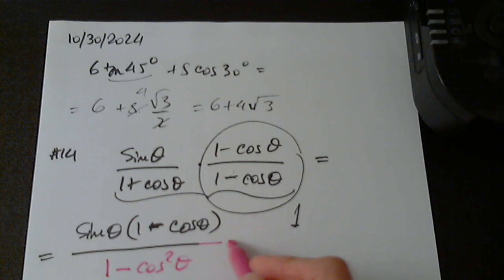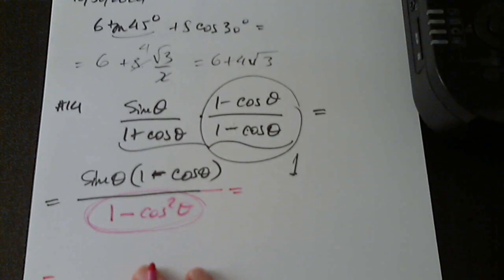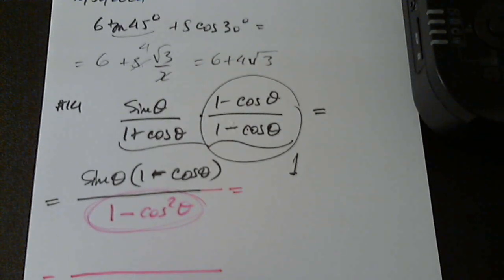Good. Very good. Now, what do we know? A very, very basic and important identity. What is 1 minus cosine squared? What can I replace this by? You can replace it with sine squared theta. Excellent. Yes, thank you very much.